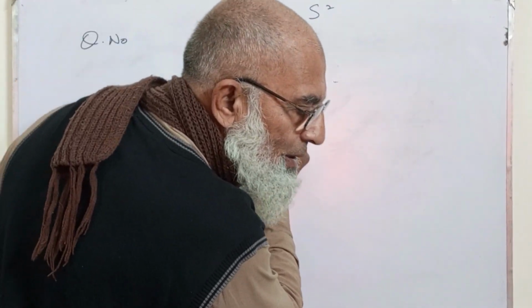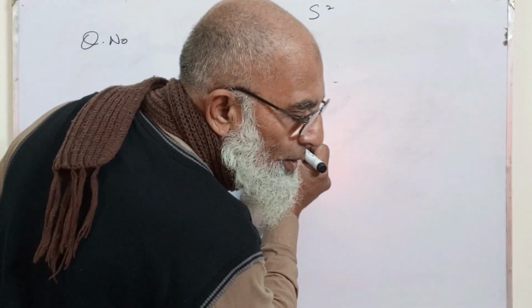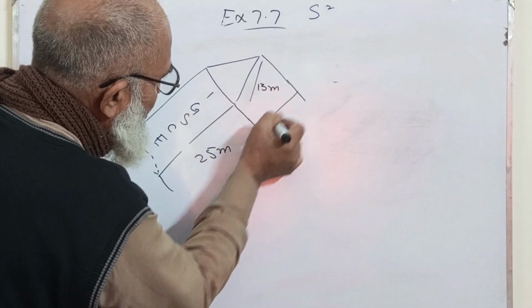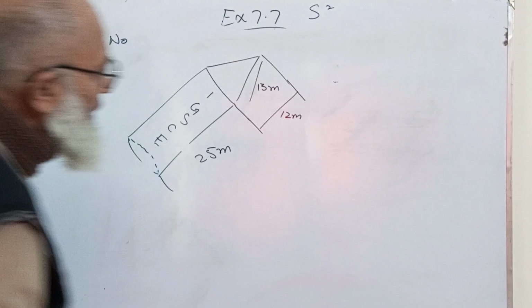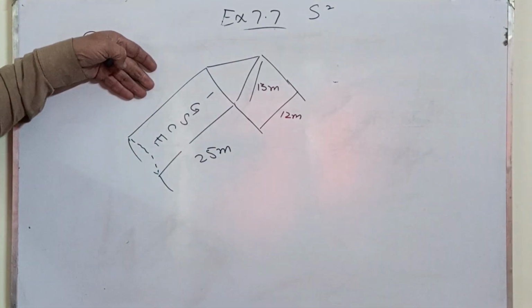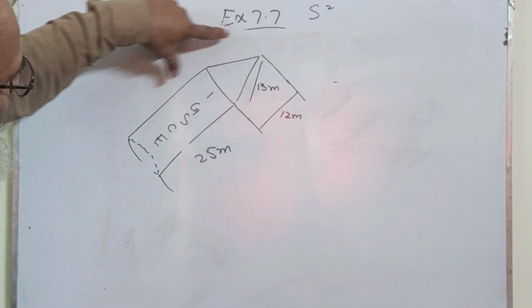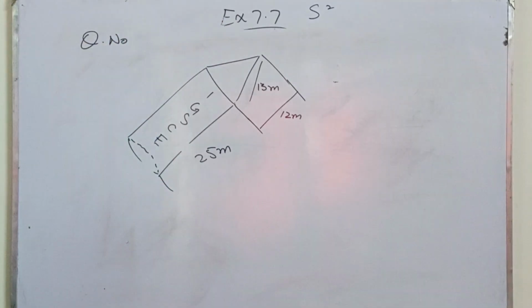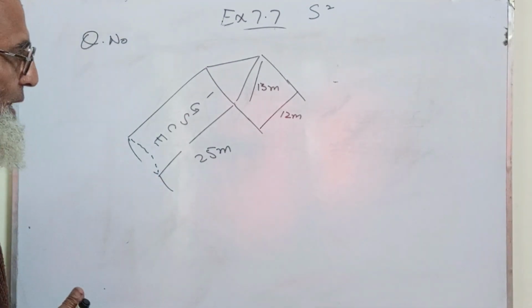The slant height is given as 13 meters, and the perpendicular height of this part is given as 12 meters. My dear students, you see that there are two things in one rocket: this is the cone and this is the cylinder. So we will find both volumes and both surface areas separately, and then add them to get the answer.